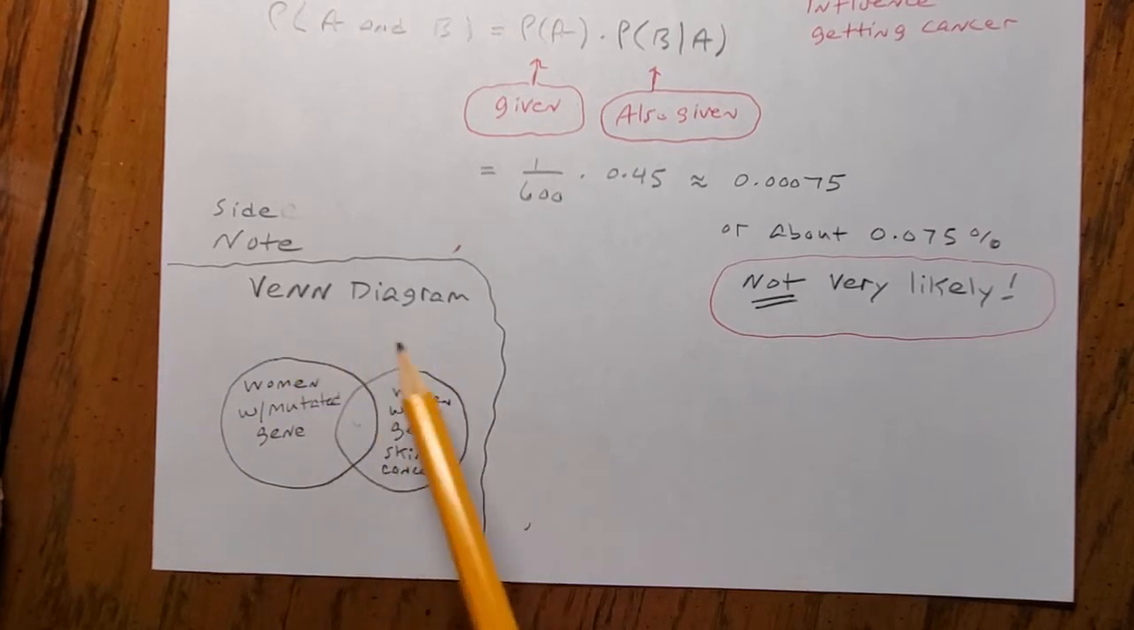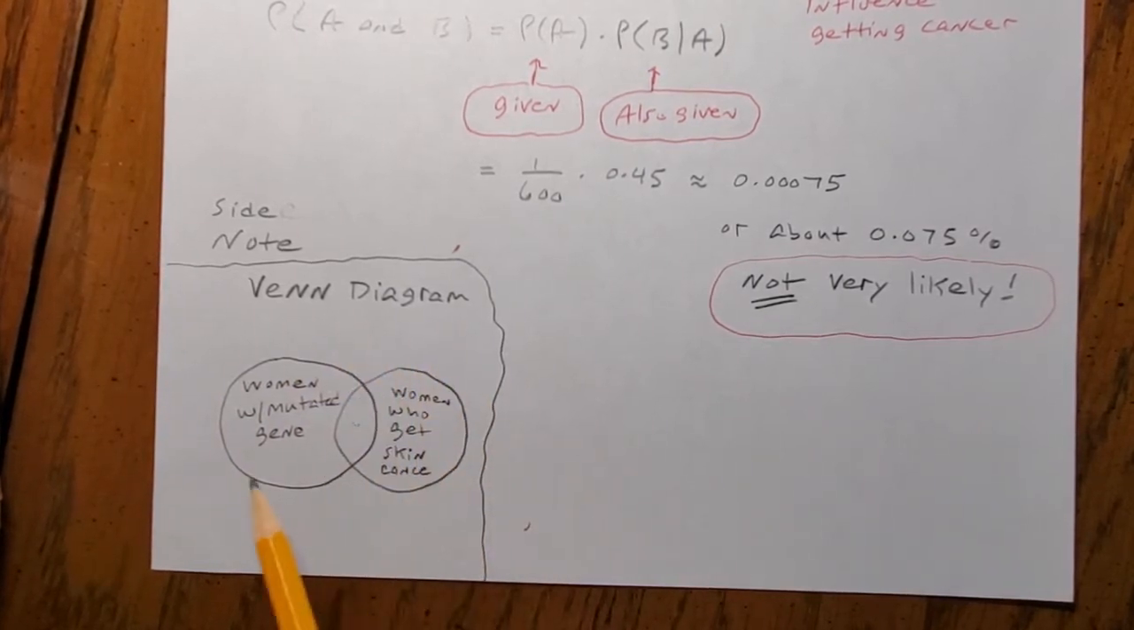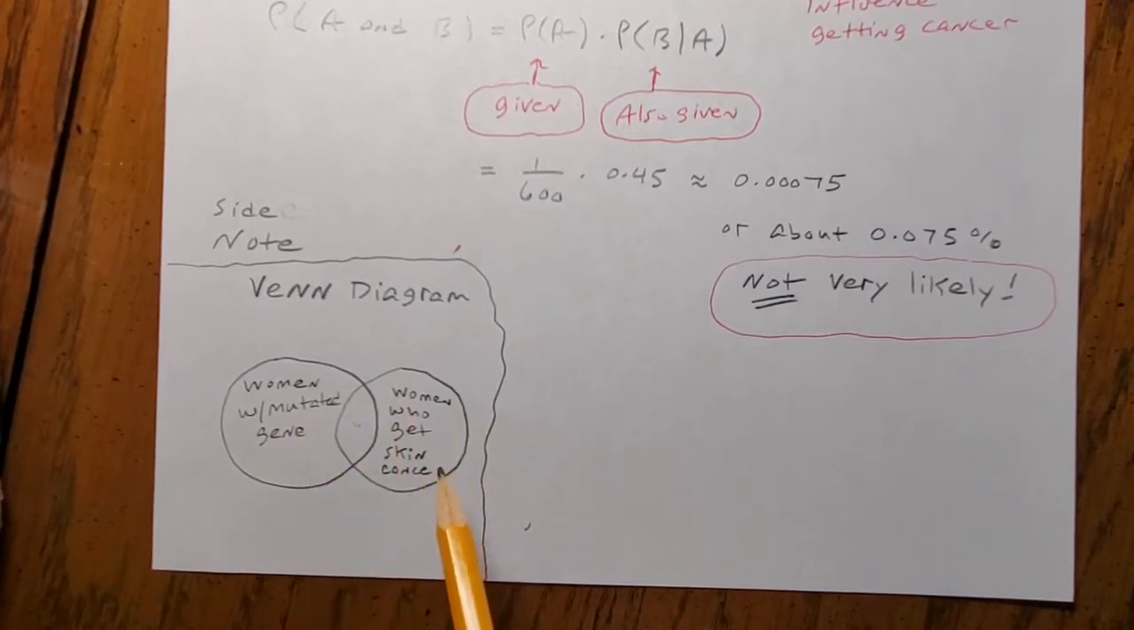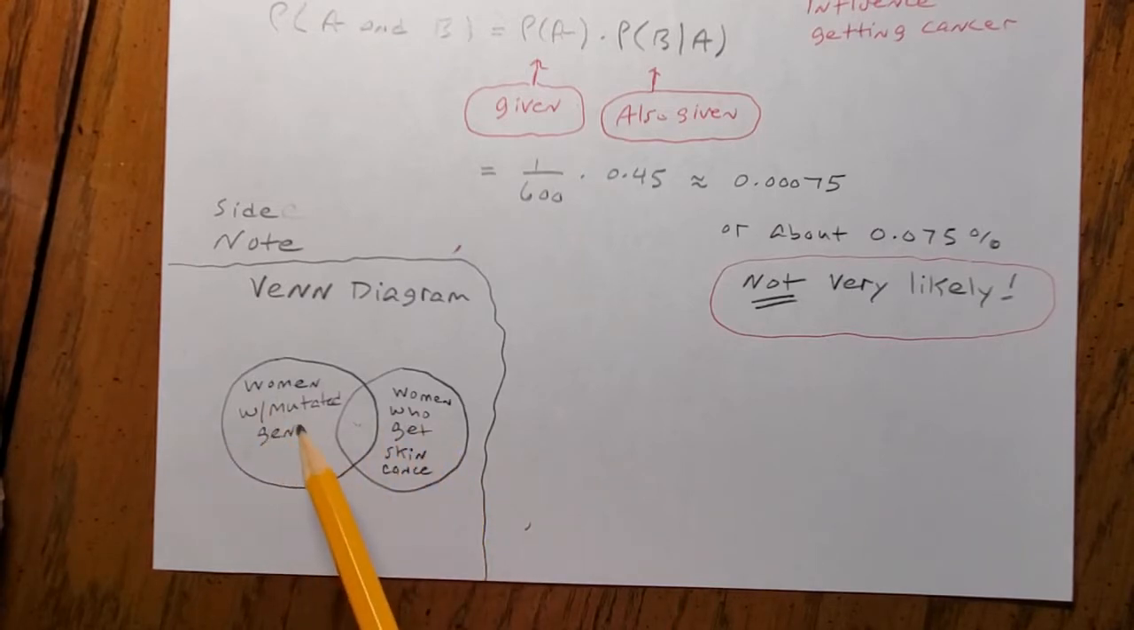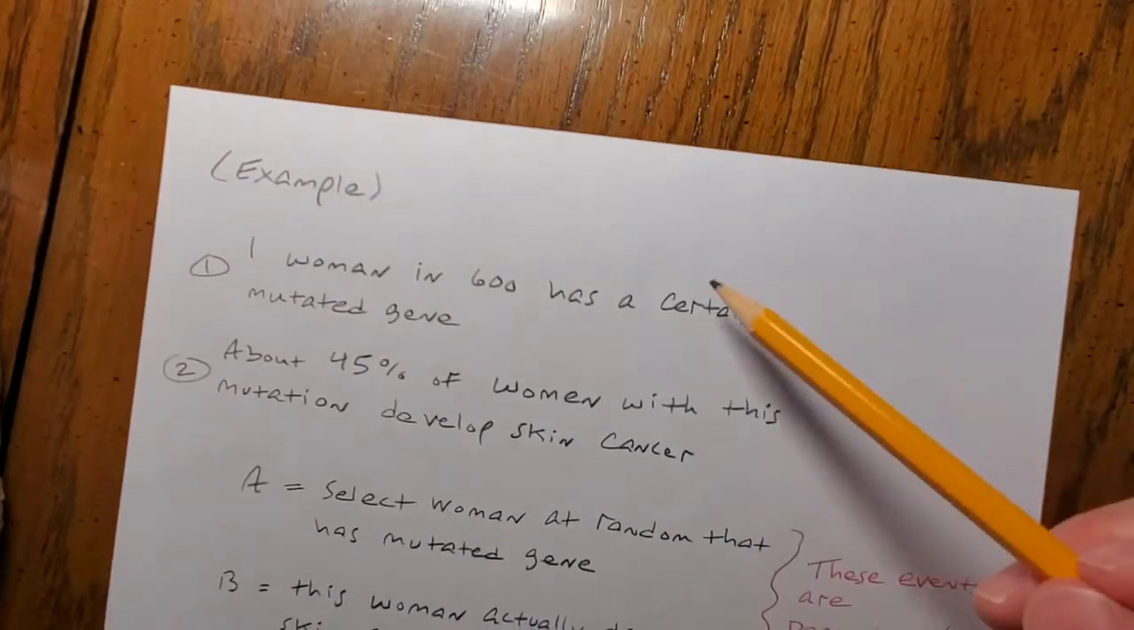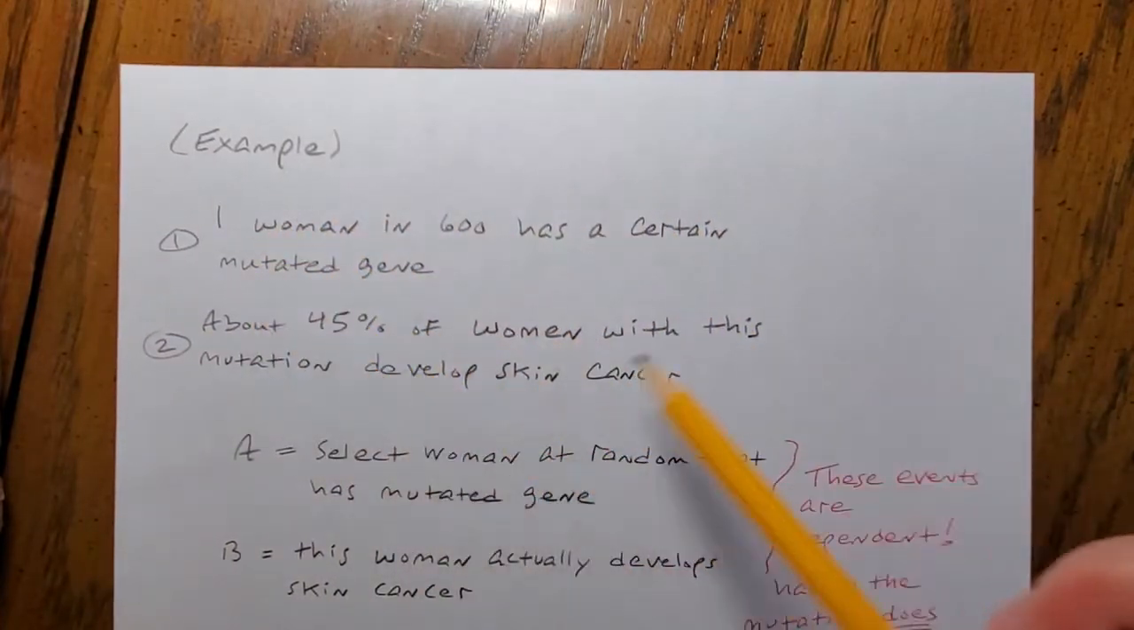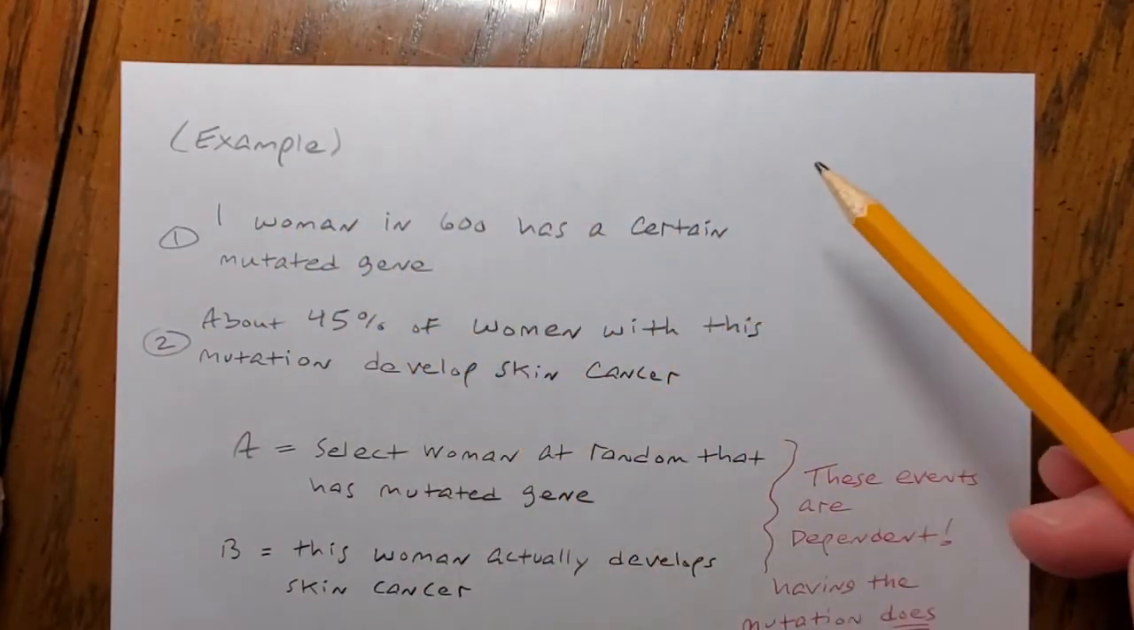So this Venn diagram is just meant to show you the overlap of all the information. Okay, some women get skin cancer and don't have the gene mutation. Some women with the mutated gene don't get skin cancer. And then some women with the mutated gene do get skin cancer. All right, it's just another way of presenting the information without the numbers on top of it.